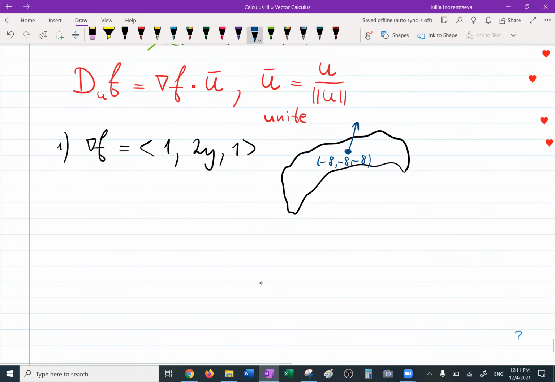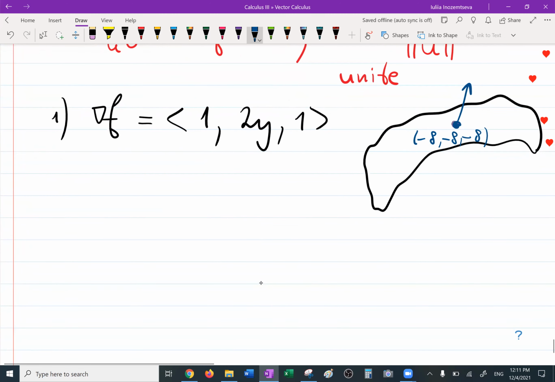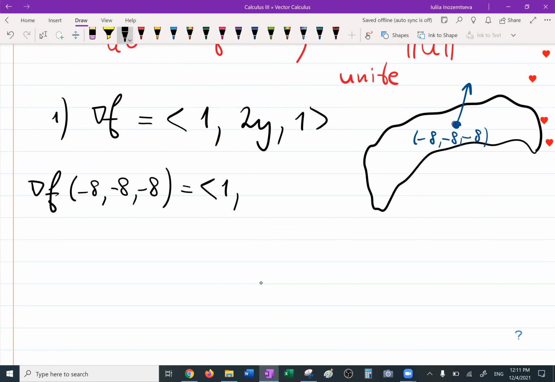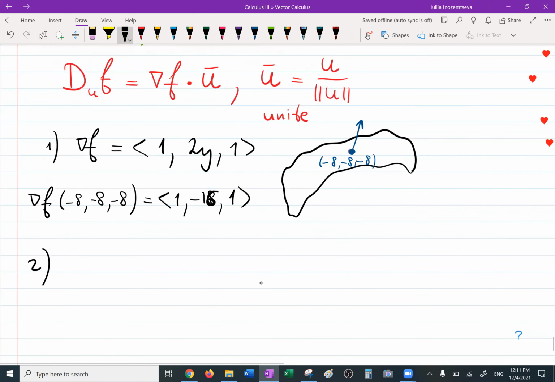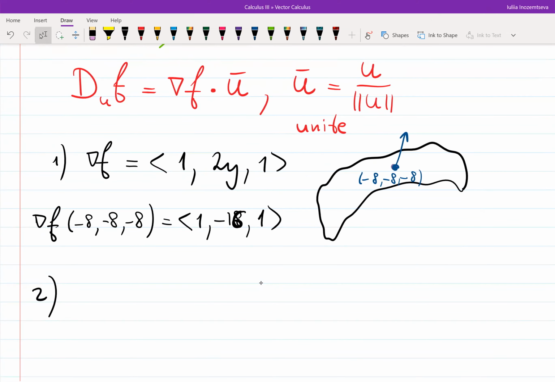That is the idea. So that's a directional derivative. So let's find this at -8, -8, -8. That gives you 1, minus 16, 1. So it's minus 16, about 18, like so. Step 2, we need to check if u is given. No, u is not given. V is given. So let's unitize it.